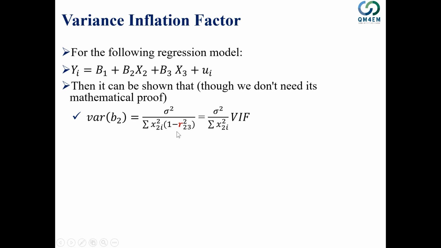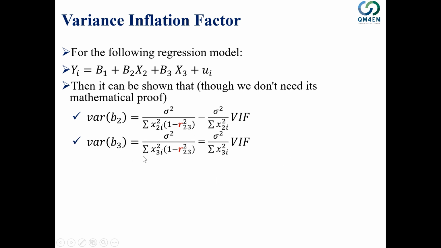So what we did is we took that sigma squared over summation x2i squared separate from this formula, and replaced 1 over 1 minus r23 squared with VIF. VIF stands for variance inflation factor. As I already explained, variance refers to variation and inflation refers to when something gets inflated. Normally we use inflation in macroeconomics, as a major macroeconomic variable, but here we are using it in the context of the inflation of variances because of multicollinearity, and factor because it's a ratio.